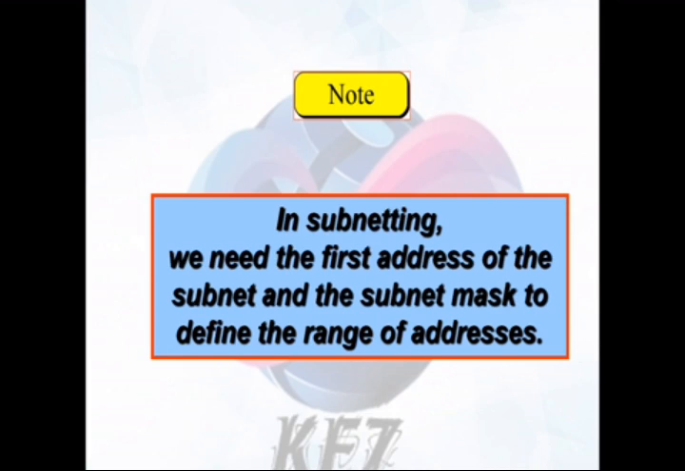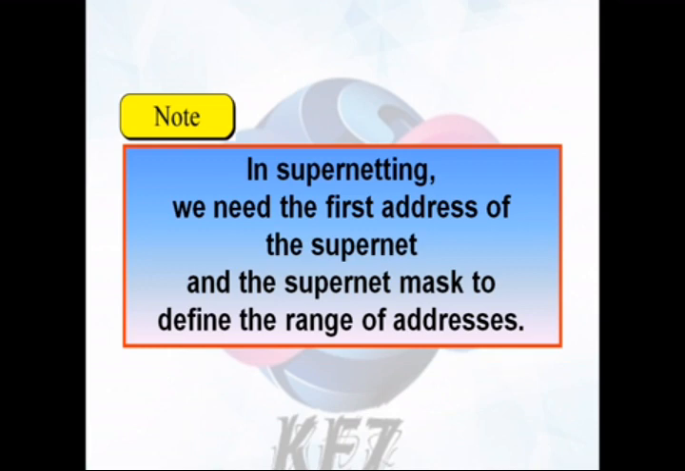And in supernetting, we need the first address of the supernet and the supernet mask to define the range of addresses. If they define the total range of the addresses, then it will be better to understand what you have to do. That means in supernetting, we need the first address of the supernet and the supernet mask to define the range of addresses. In this way, it will be better to get the idea.